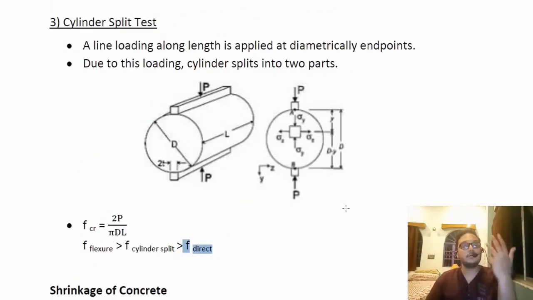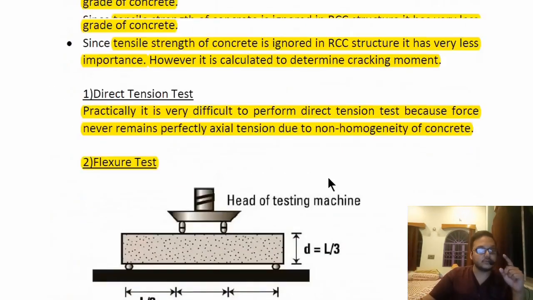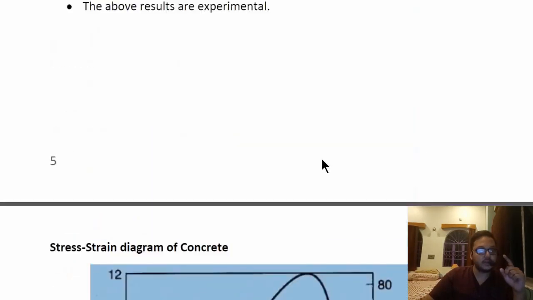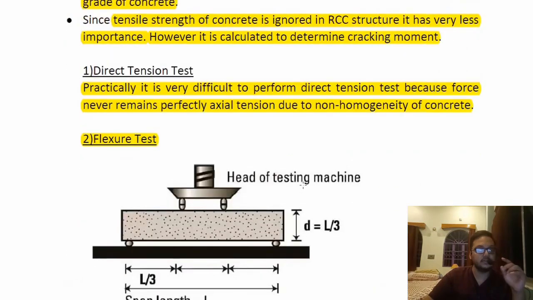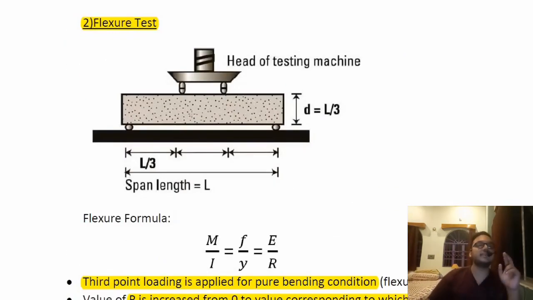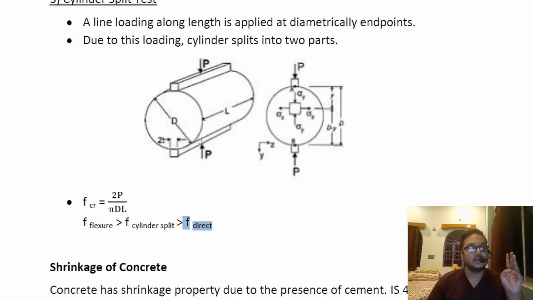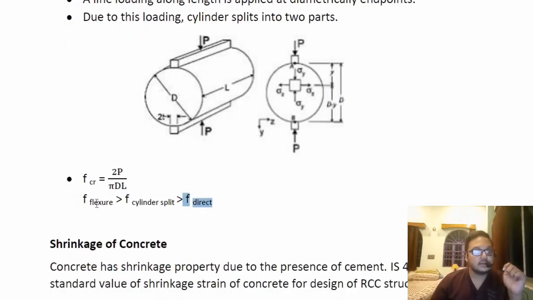So we have read about three tests here. One is the direct tension test, which we have skipped because it is not important; you know the reason why. First the direct tension test, second the flexure test, and third the split cylinder test. The stress obtained by the flexure test is higher than that obtained by the split cylinder test, and further that is higher than the direct tension test.